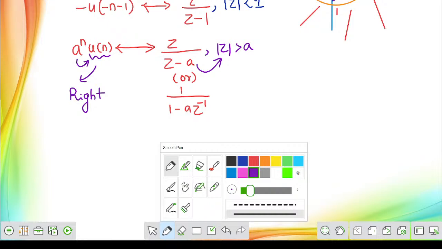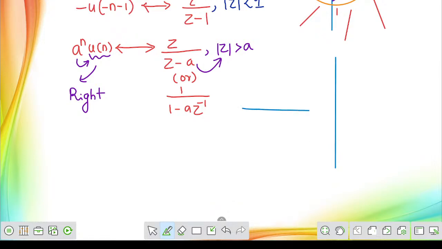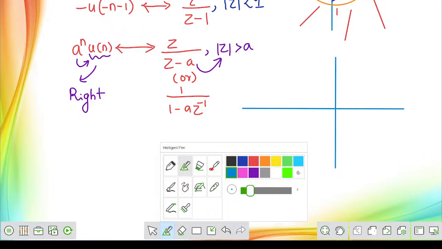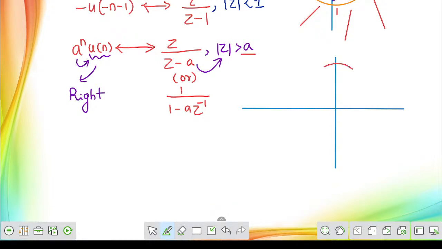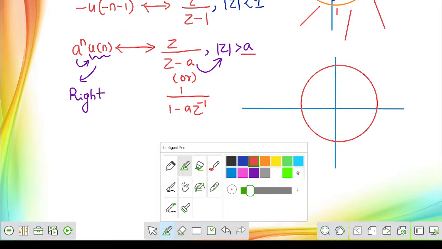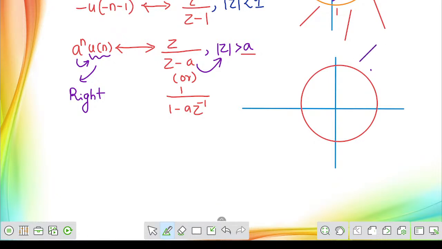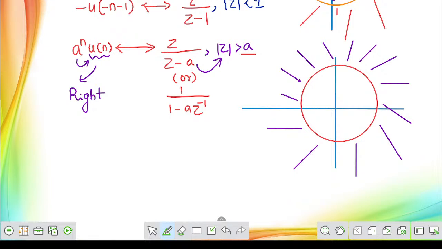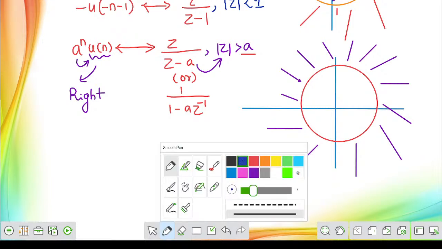If you are drawing the ROC for this signal, first take the x and y axes. After that, we must draw the circle. What will be the value of the circle? The circle from the origin has radius a. With the radius of a, we draw a circle from the origin. After that, you can say greater than a. Where is the value of mod greater than a? This zone. The radius of the circle is a, and above a, all the zone will be considered as the region of convergence.